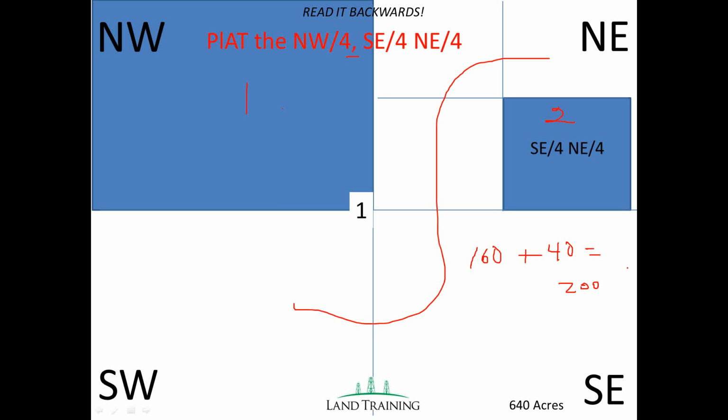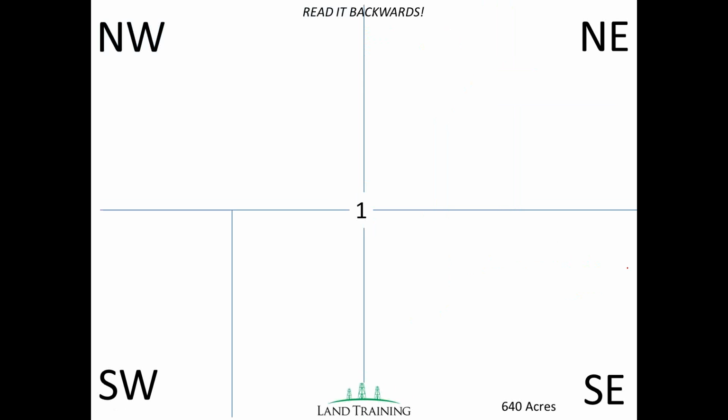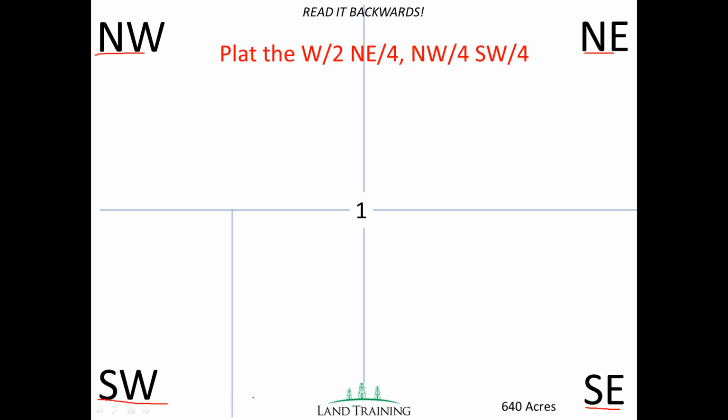Excellent. Okay, we're going to do one more. This also has a comma in it. And this one is plat the west half of the northeast quarter and the northwest quarter of the southwest quarter. So I want y'all to take out a piece of paper right now, and I want you to divide that paper into 4, and then in each corner, I want you to put these designations. And I want to see if y'all can come out where this is located in this section, and how many acres are in each tract, and then what the total acres are. So I'm going to give you 1 minute to do this. No, let me give you 30 seconds to do this.